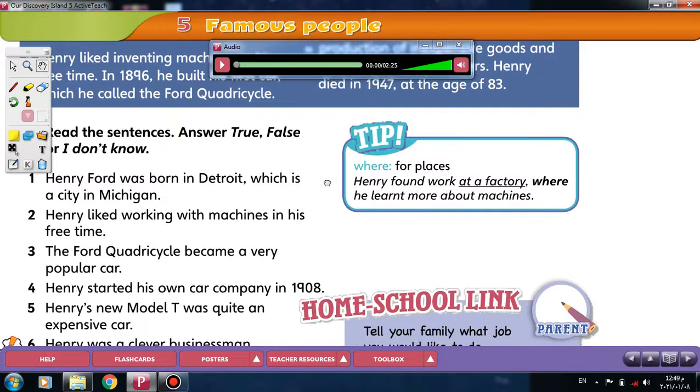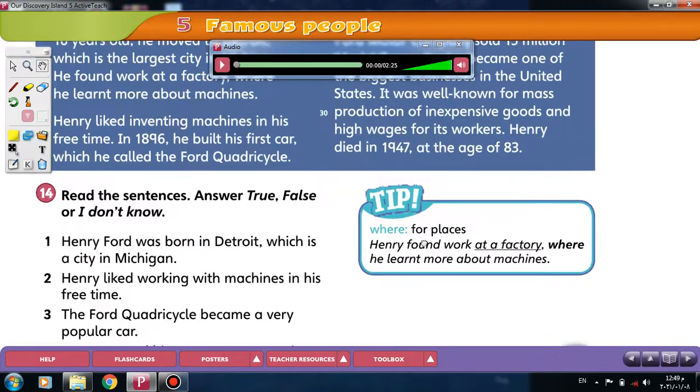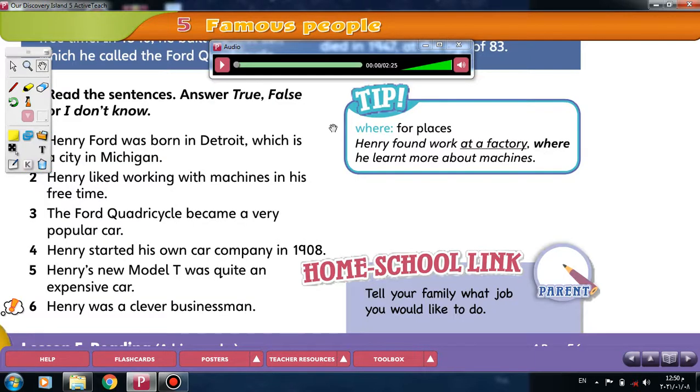F, false. 5. Henry's new Model T was quite an expensive car. It's false as well, because, as it says here, the Model T wasn't too expensive, so many people could buy it. 6. Henry was a clever businessman. Of course he was, as he has a great company right now, which is the Ford Company. Okay?